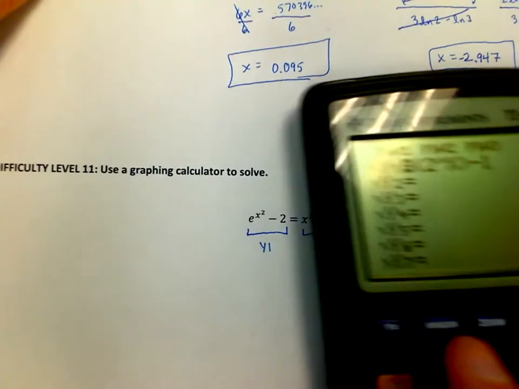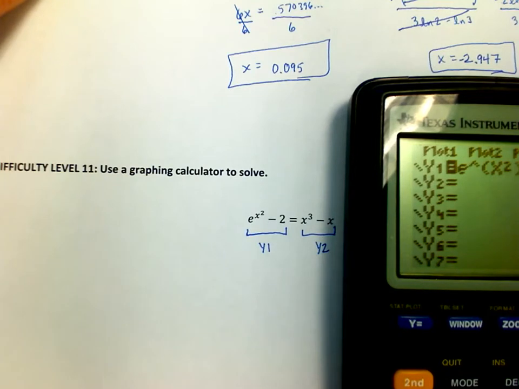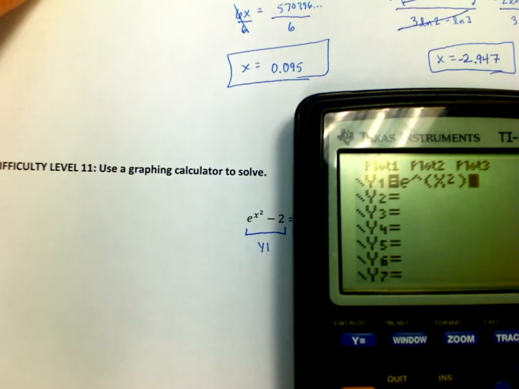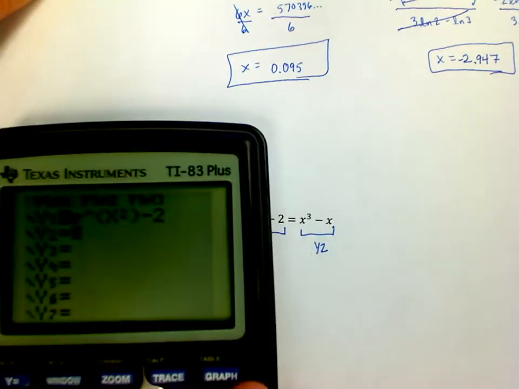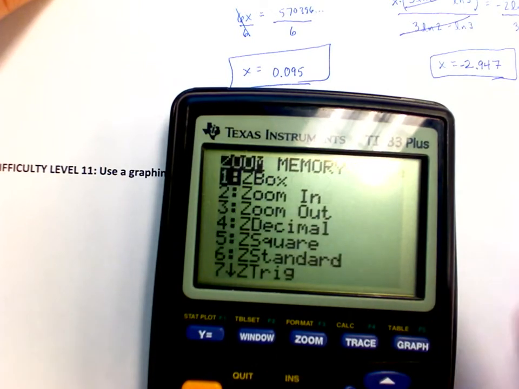So on my calculator, I could easily type in e raised to the x squared. That ends the exponent, notice, minus 2, so that negative 2 is off by itself, right? The minus 2 is off by itself. And the right-hand side is x cubed minus x, so I simply just need to type in x to the third minus x. I'm going to graph these.